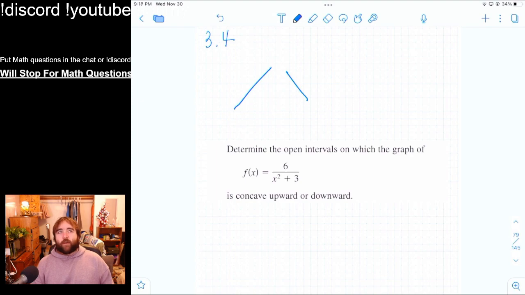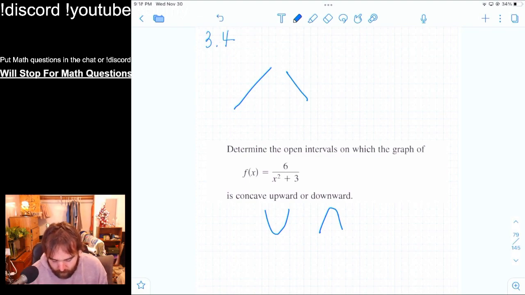And just think about what that means in English. Concave means it's looking more like this. If it's concave up, it's looking like that, like a positive parabola. If it's concave down, it's looking like a negative parabola. Yeah, that's what we're going to be looking for here.